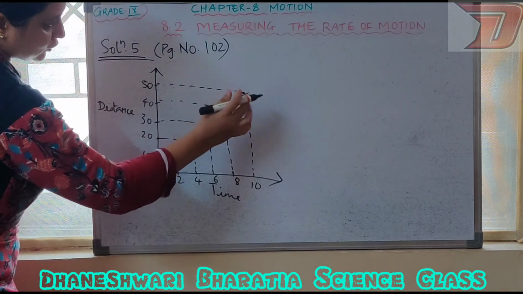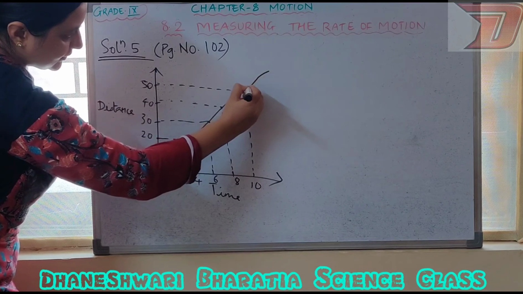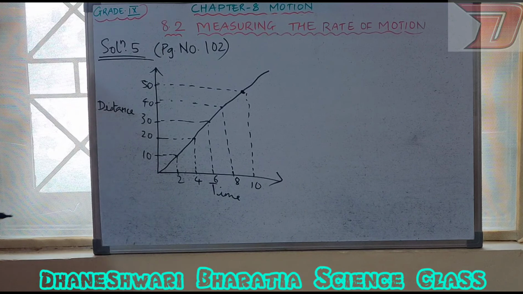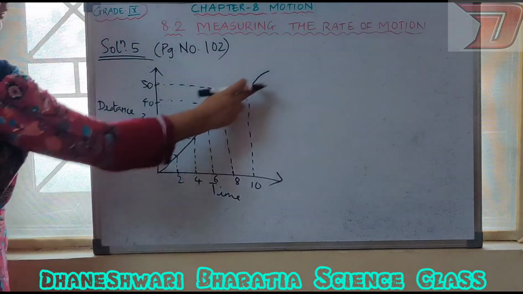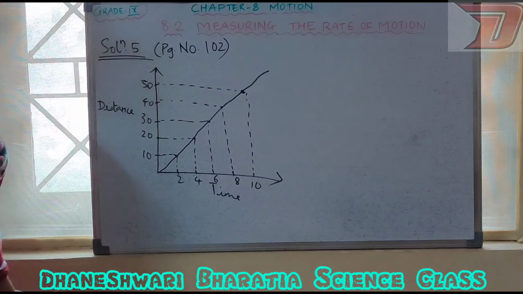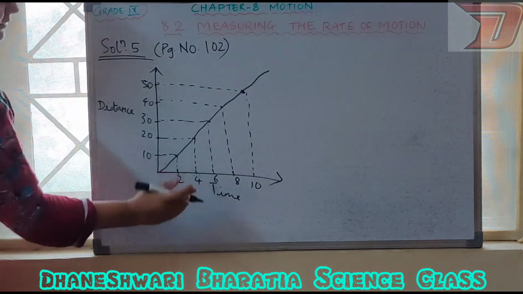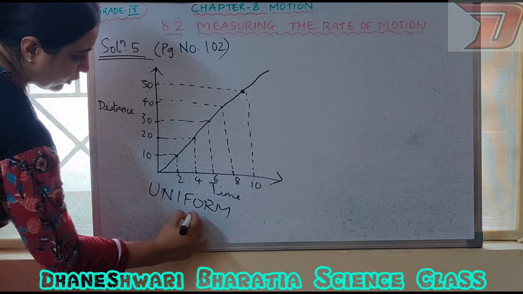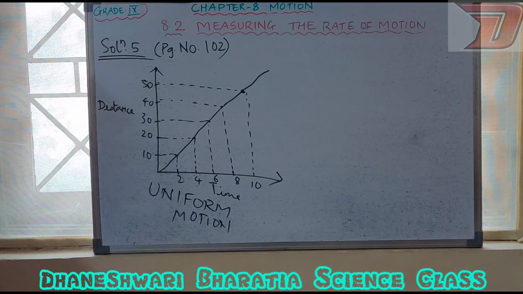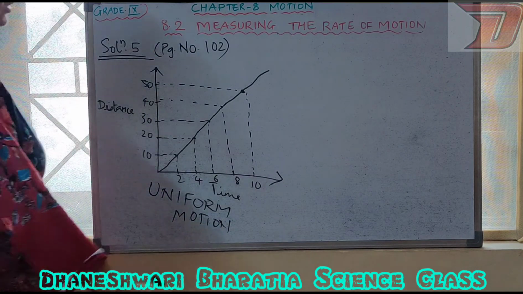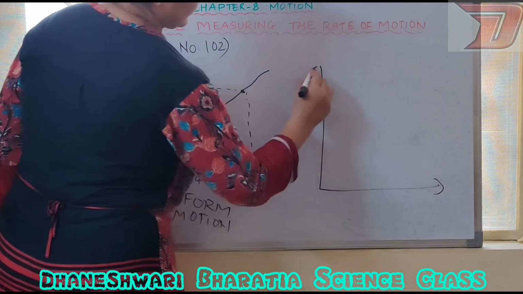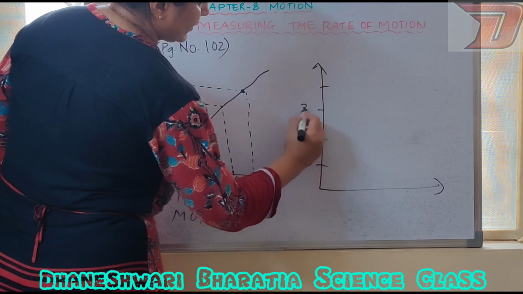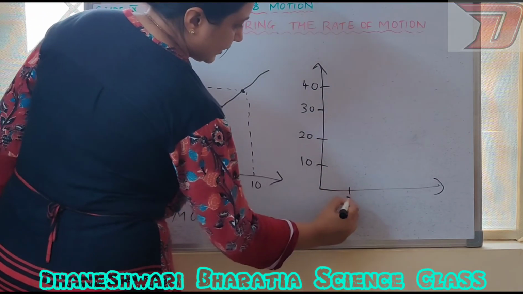Please excuse me because I am not using a scale here, so the line may not be straight. But whenever you get such a distance versus time graph, that is a straight line, this shows uniform motion. What does it show? Uniform motion. Is this clear?